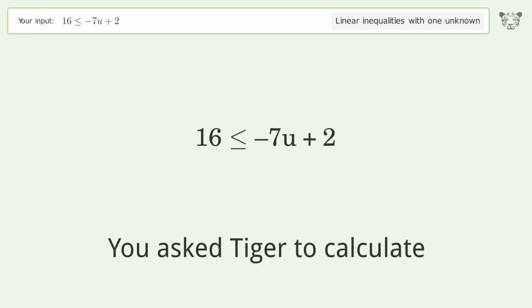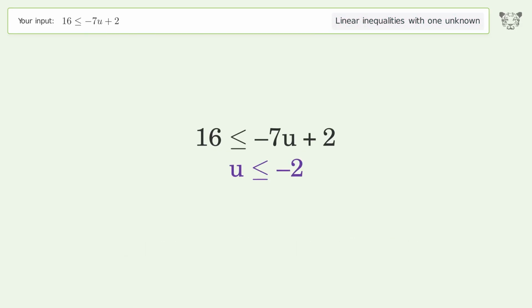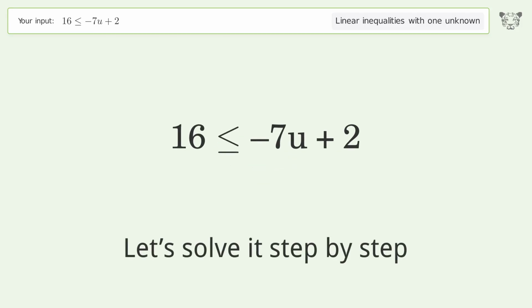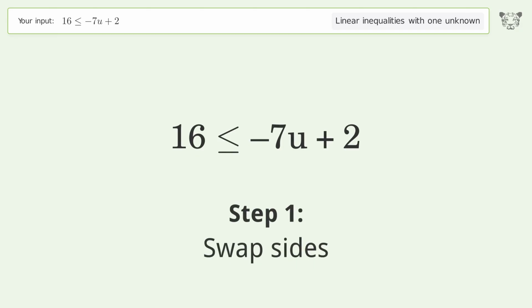You ask Tiger to calculate. This deals with linear inequalities with one unknown. The final result is u equal or smaller than -2. Let's solve it step by step. Swap sides.